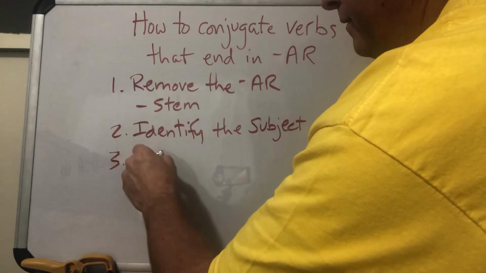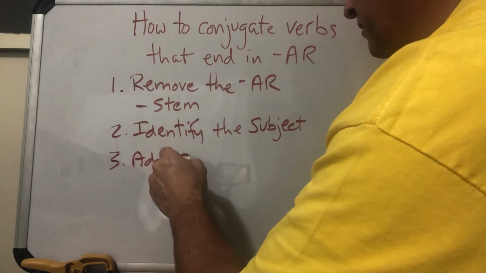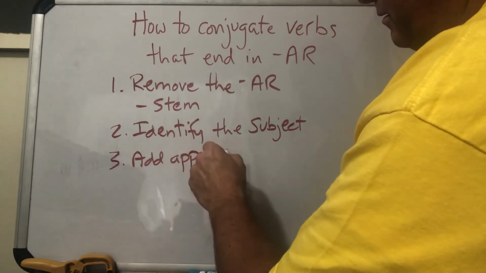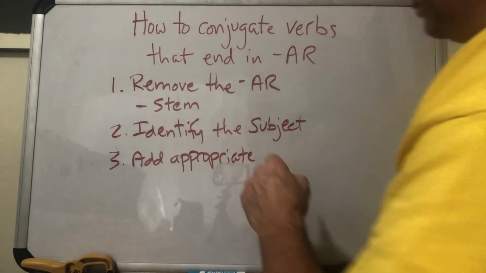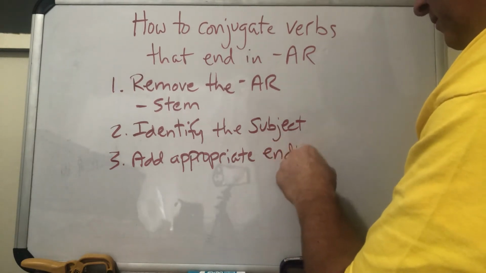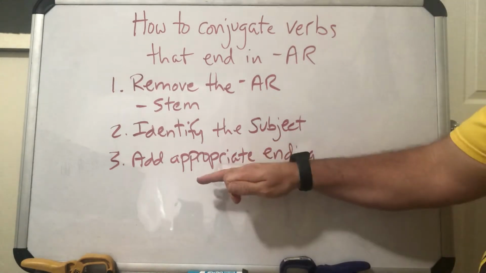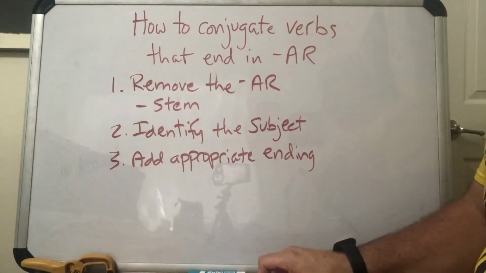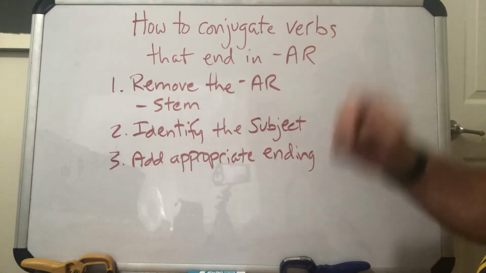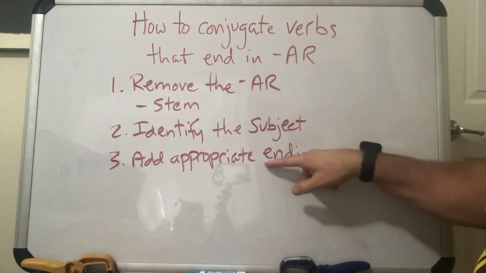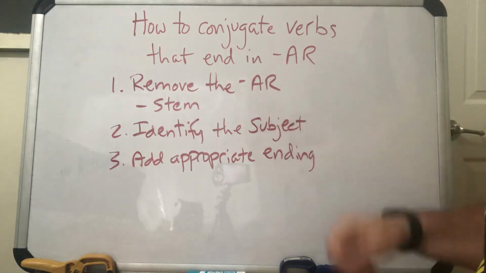And then numero tres. Add the appropriate ending. Appropriate means it's the one that agrees with the subject. Okay, so those are my 3 steps. If you want to pause it and write those down, go ahead. Then we're going to do a little chart that has the endings on there, and then I'll give you some examples.